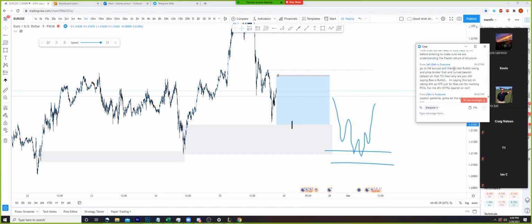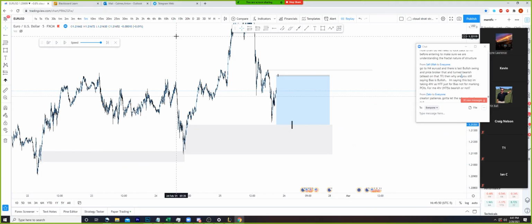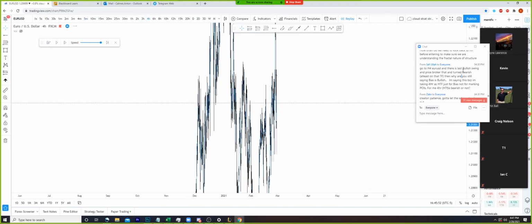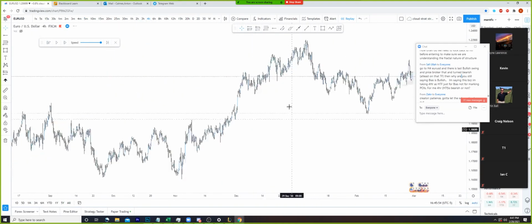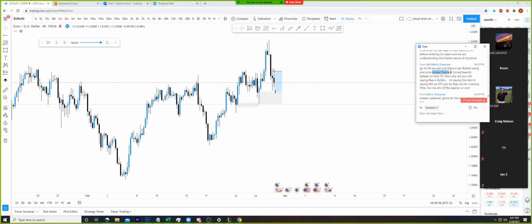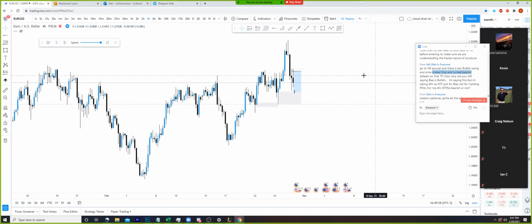Go to the 4-hour Euro USD, and there's a last bullish swing, and price broke that and turned bearish. Okay, hold on. Go to the 4-hour. There's a last bullish swing, and price broke that, and I think price broke that just now. So I'm thinking you're asking about this.